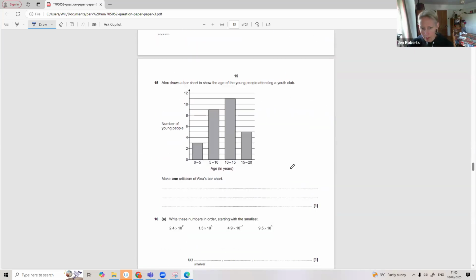Okay, make one criticism of Alex's bar charts. So if you spotted here that some of these ages overlap, 5 is in this category and this category, so ages overlap.